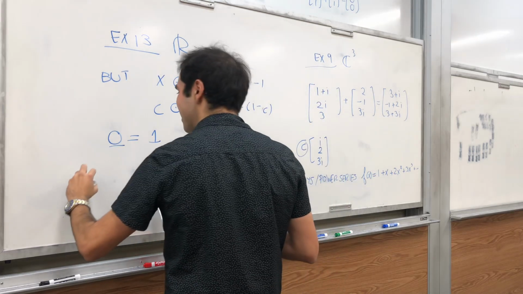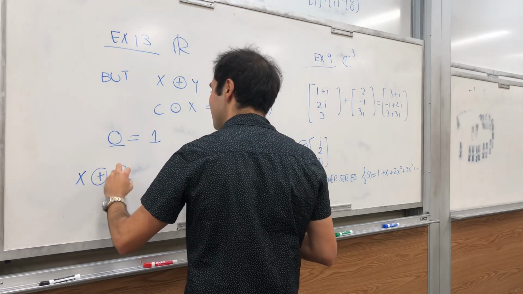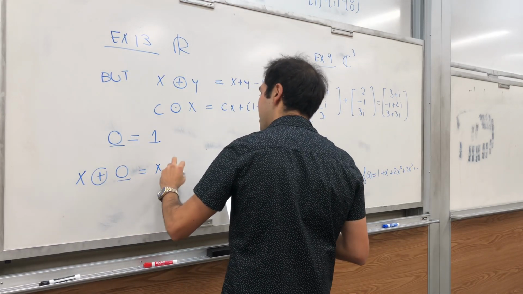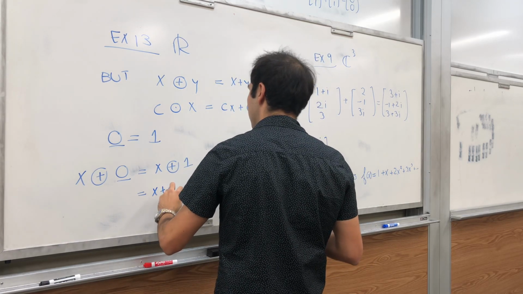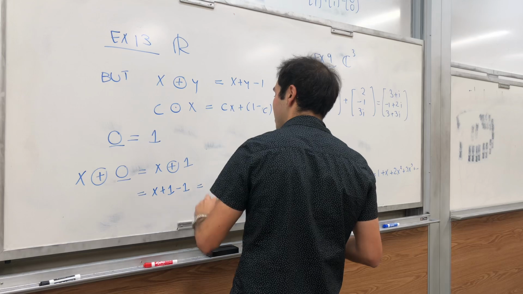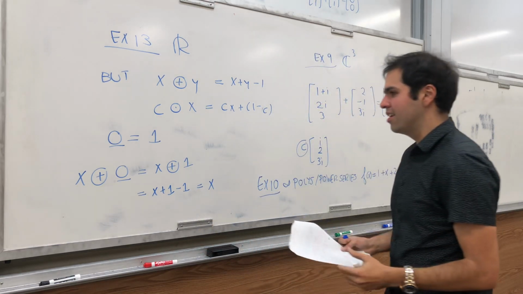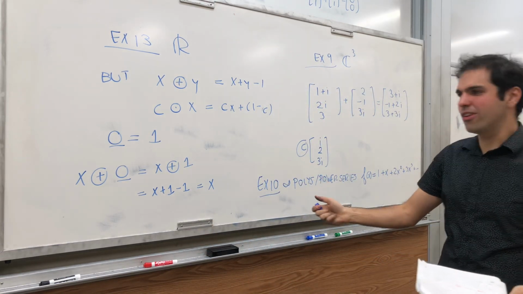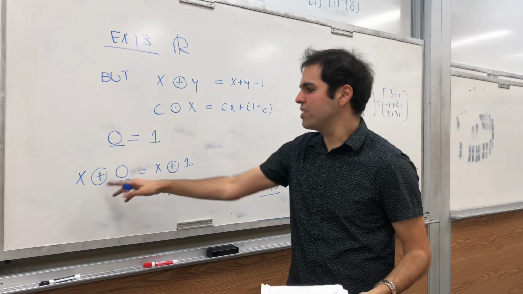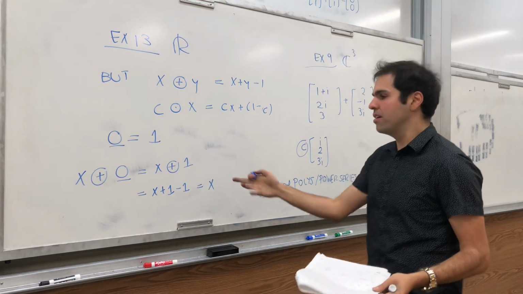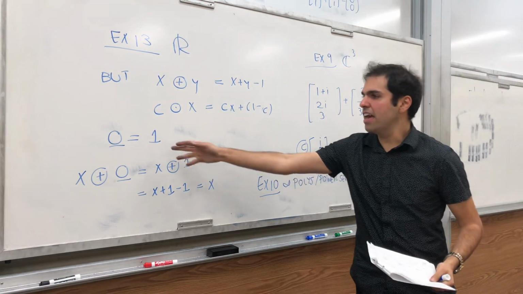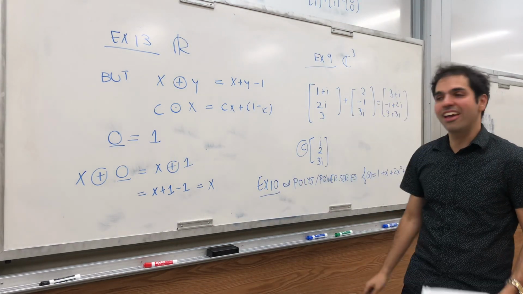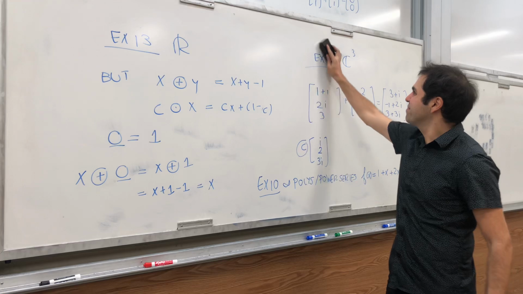Why? Because take x plus the zero vector, that's x + 1, which is x + 1 - 1, and that's x. Remember what the zero vector does? It's a vector such that u + 0 is 0 + u, which is u. And that's precisely what we've done. If you add x to the number 1, you just get x. So it's kind of neat.